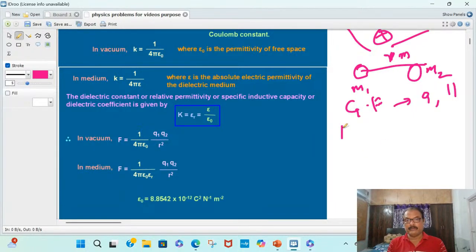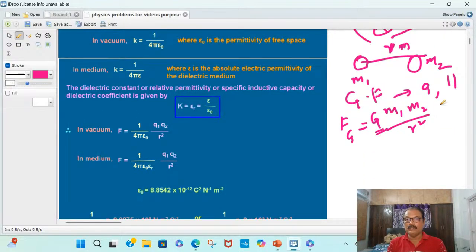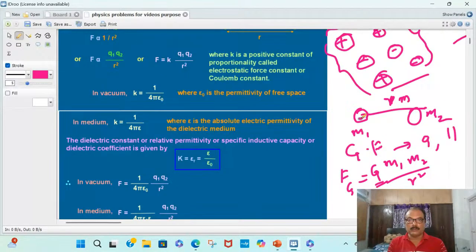The force of attraction between the two bodies is equal to G m1 m2 divided by r square, where G is the gravitational constant. This is only an attractive force, no repulsive force. Try to remember why we do not have a repulsive force: because we don't have negative mass. All positive masses always attract, which you know very well.